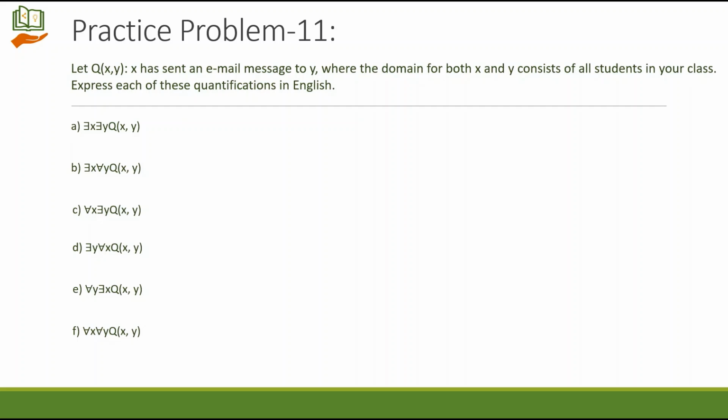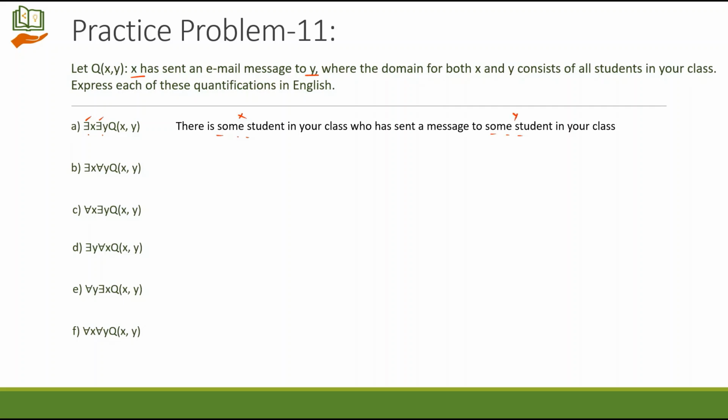Let q of x comma y be x has sent an email message to y, where the domain for both x and y consists of all students in your class. Express each of these quantifications in English. Let's start with existential quantifier in both the places. There is some student in your class who has sent a message to some other student in your class. Since we have existential quantification, we are sticking to there is some. So it is x has sent to y. Instead of x we have some student and instead of y we have some student.